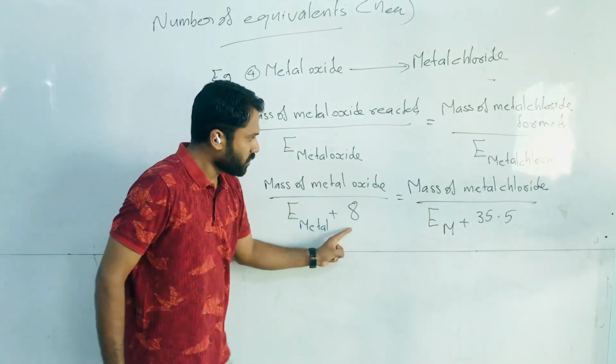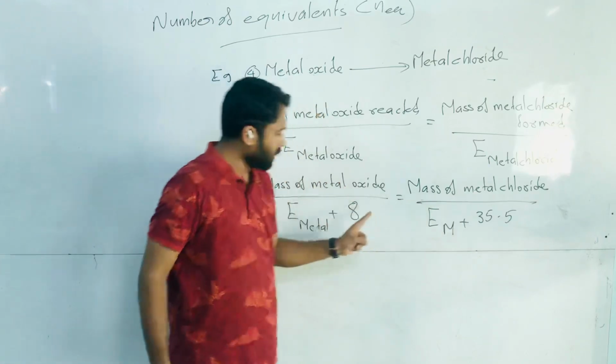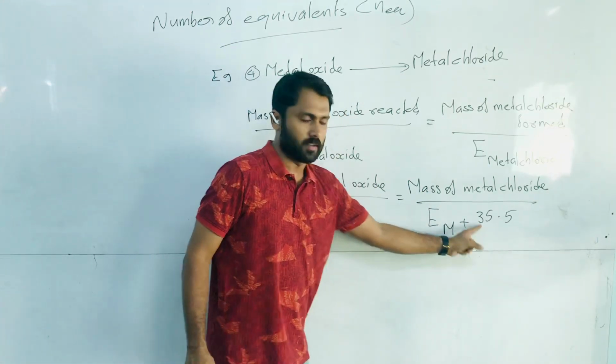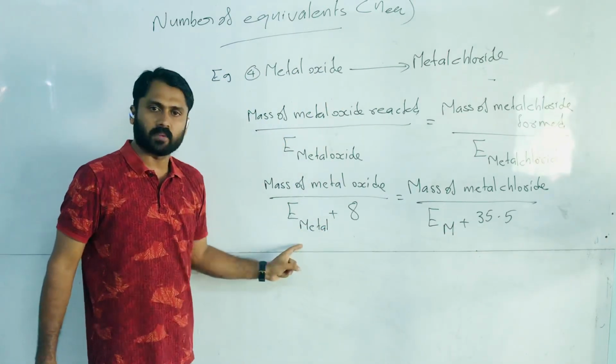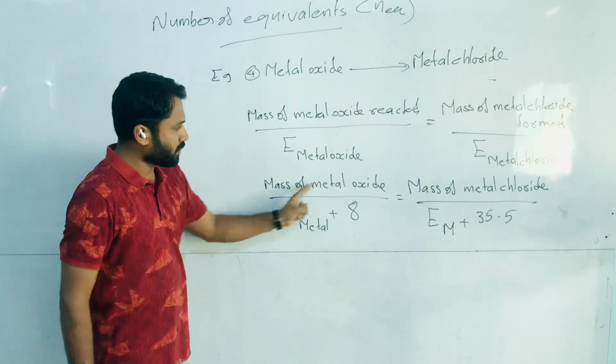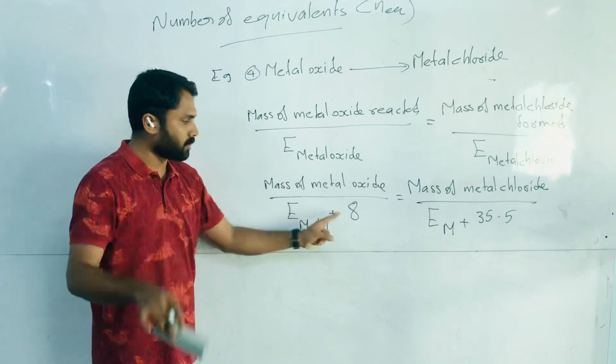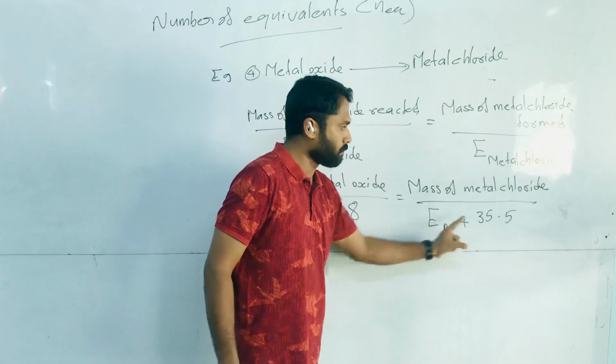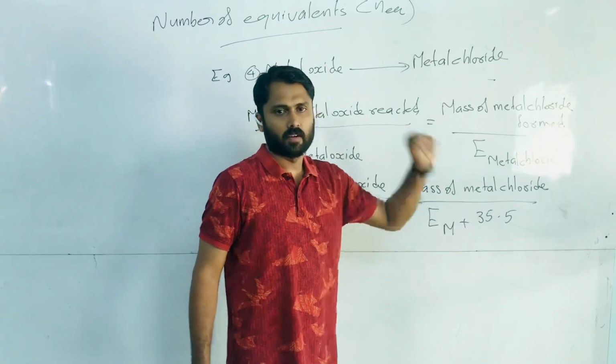Okay? What about this 8 and 35.5? 8 is the equivalent mass of oxygen, that we know, and this is the equivalent mass of chloride. We have to calculate the equivalent mass of metal. Very simple. Mass of metal oxide by equivalent mass of metal plus 8 is equal to mass of metal chloride by equivalent mass of metal plus 35.5.